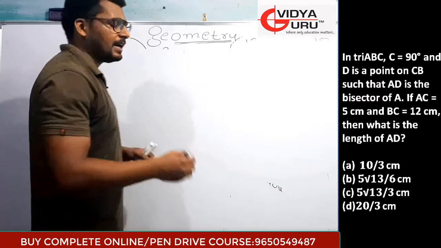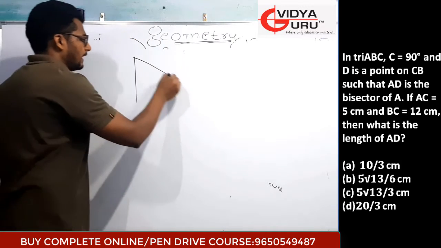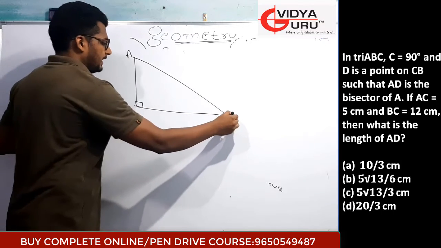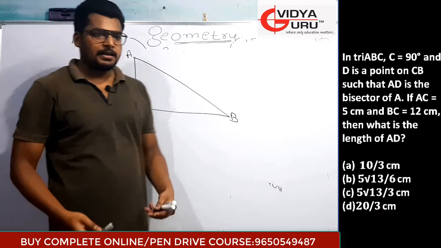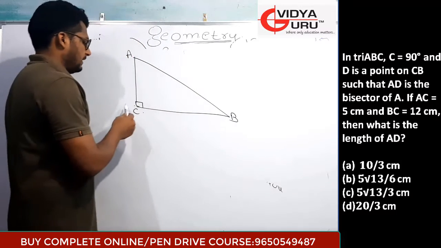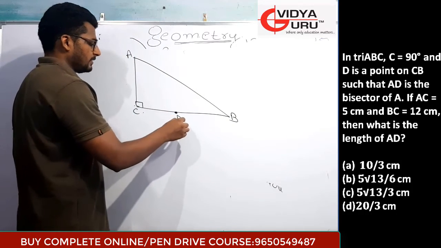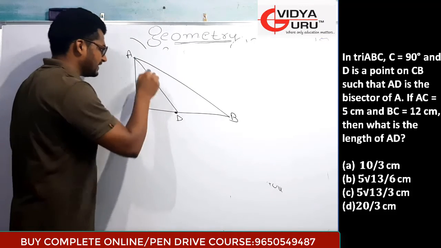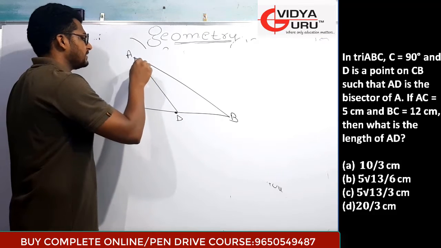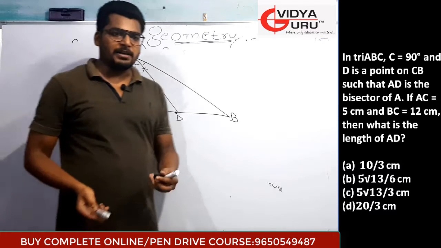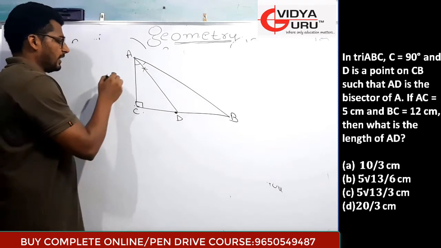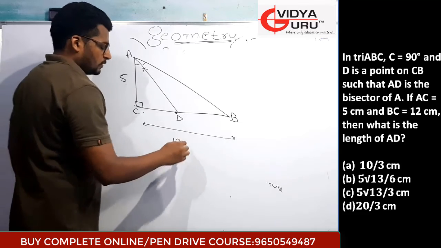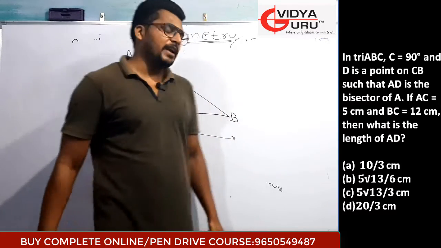The next question is saying, in a triangle ABC, angle C is 90. That means angle C is 90. D is a point on CB such that AD is the bisector of angle A. That means this is dividing this angle into two equal parts. AC is equal to 5, BC is equal to 12. So what is the question asking? What is the length of AD?